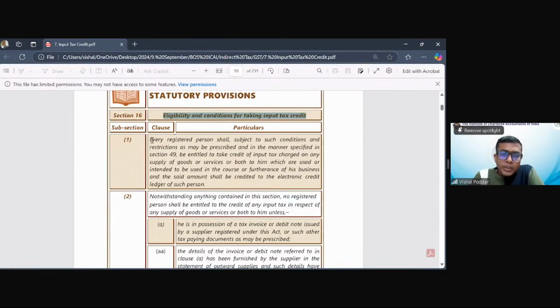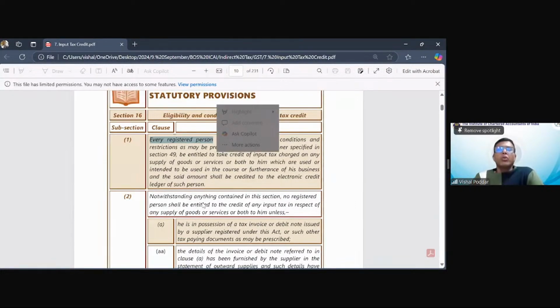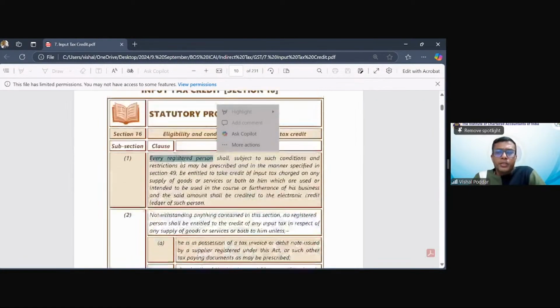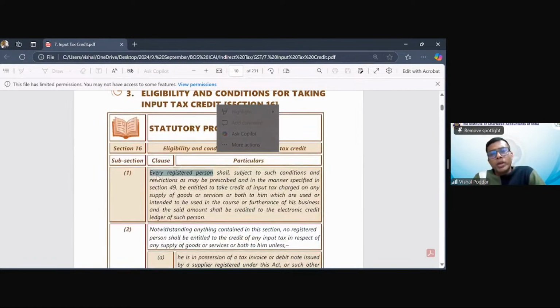Now what is the eligibility? The eligibility is in the first three words. I allow credit only to a registered person. So until and unless you are a registered person, you are not eligible for credit. So the first part of the section says that credit will be allowed to every registered person.